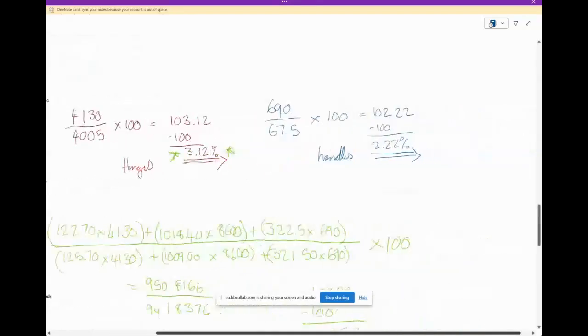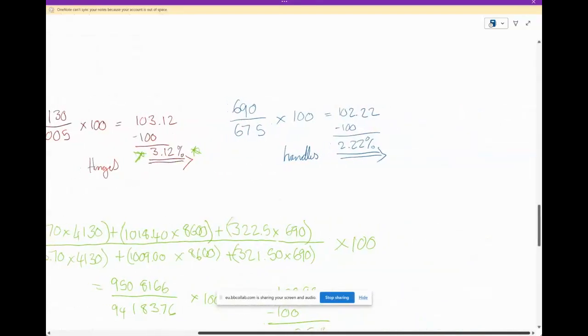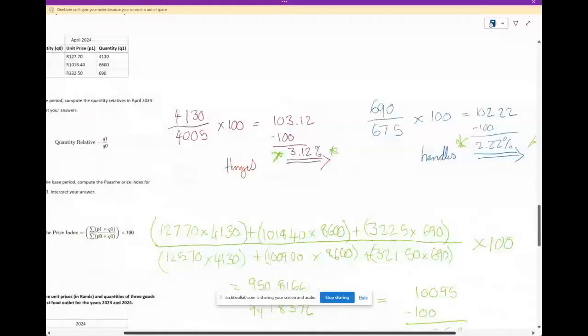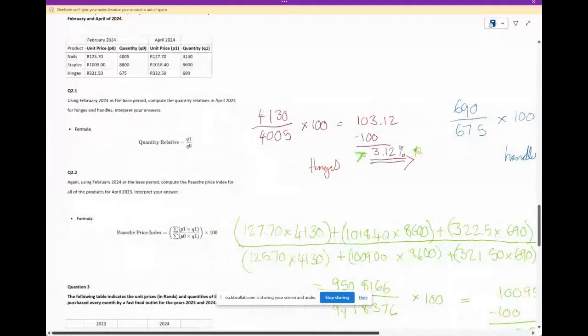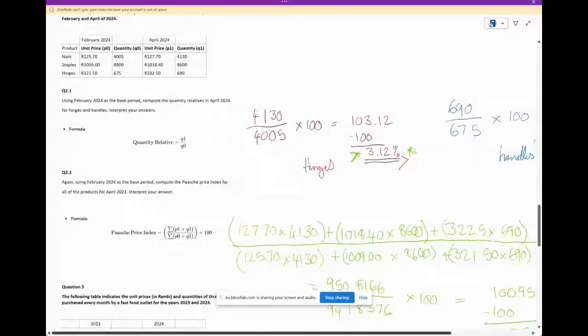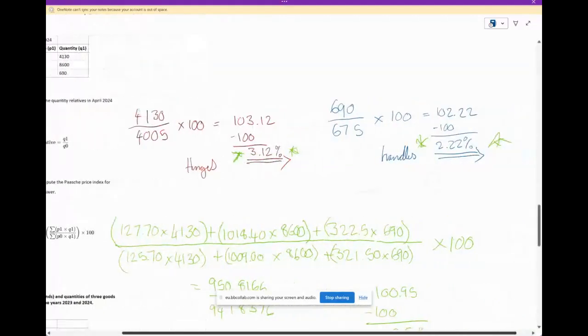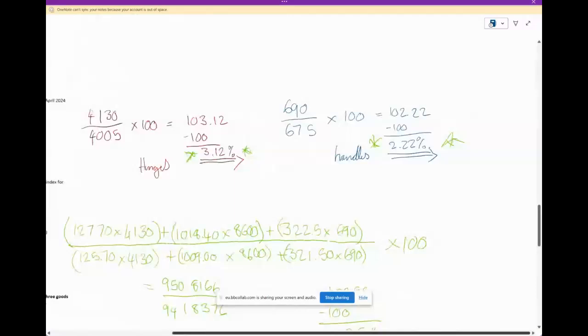And then for handles, okay, same principle. We take April divided by February, and you then would have gotten 2.22% or thereabout. I'm sure you guys will notice that I wasn't very strict in terms of rounding, as long as I can see, okay, no, it's definitely on the right track. I've divided the right amount, converted the answer to a percentage, minus 100. Okay. Right.